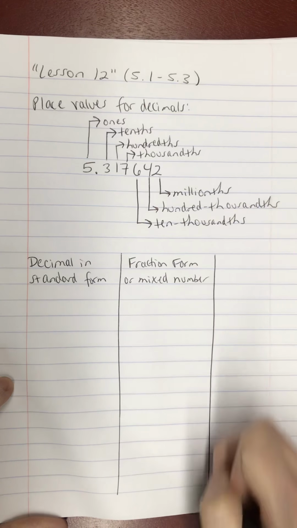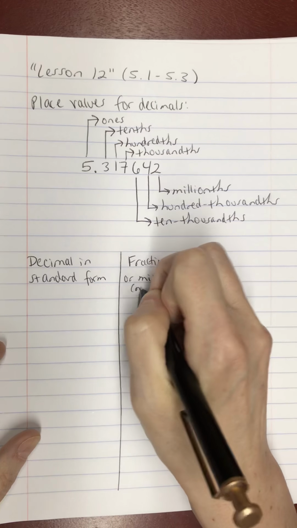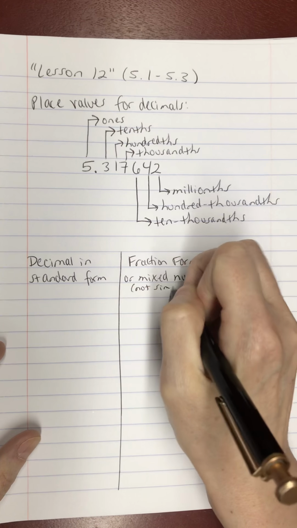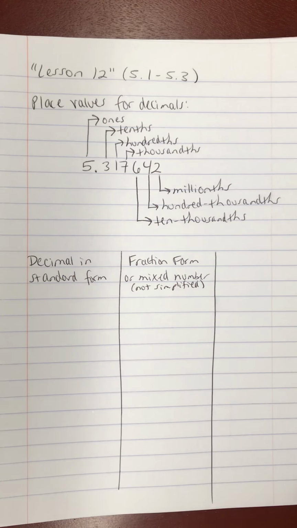Okay, so fraction form or mixed number. And by the way, these fractions do not have to be simplified. So maybe I'll even put that in parentheses, not simplified necessarily. They could be simplified, but they don't have to be. The directions are not asking us to simplify here. And if they're not asking us to simplify, we don't have to, which is nice.